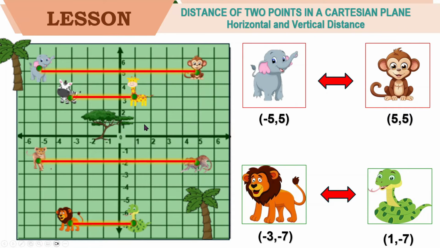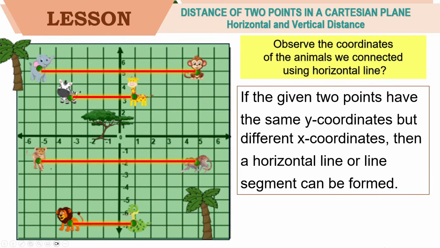Both pairs have the same y coordinates for each. The elephant and the monkey both have 5 for the y coordinate, and both the male lion and the snake have negative 7 for the y coordinate. And if the given two points have the same y coordinates but different x coordinates, then a horizontal line or line segment can be formed, just like what we saw in those pairs.